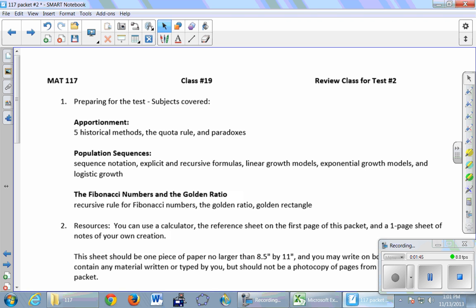There's not a lot on that first page. You should know what the quota rule is, and what the paradoxes are. Again, I think those are listed on the reference sheet, but make sure that when you're taking the test, it's not the first time you look to see what's on the reference sheet. You should spend some time in class today looking at that reference sheet, figuring out what's there, and maybe more importantly, figuring out what's not there, because that's what you're going to put on your own reference sheet.